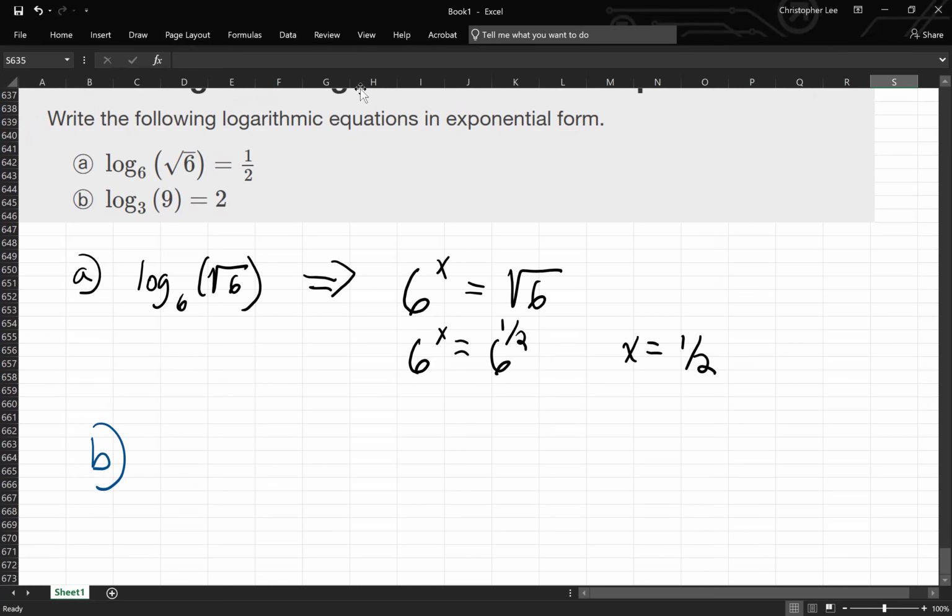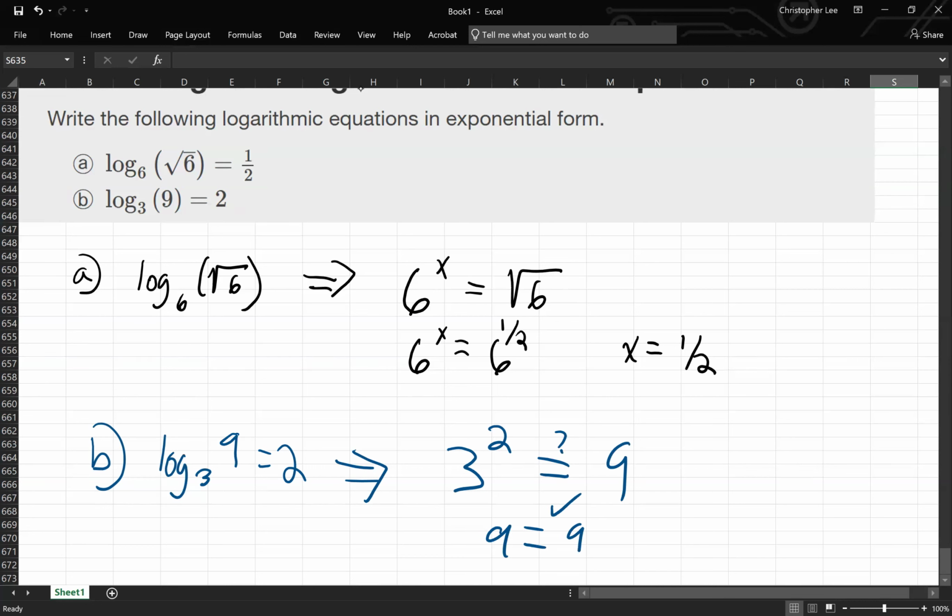That's it. So let's look at B. I have log base 3. What I want to know here is, 3 raised to the second power, does that equal 9? And 9 equals 9. And that's it.